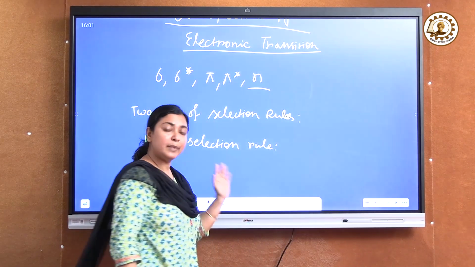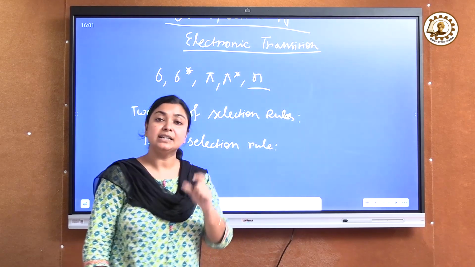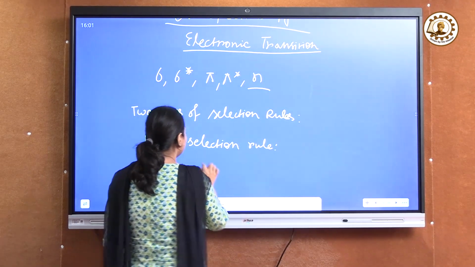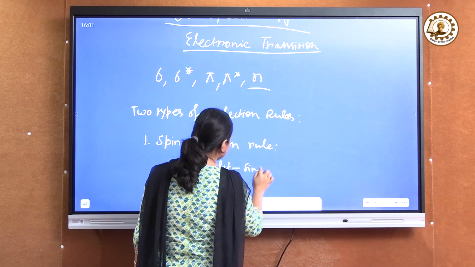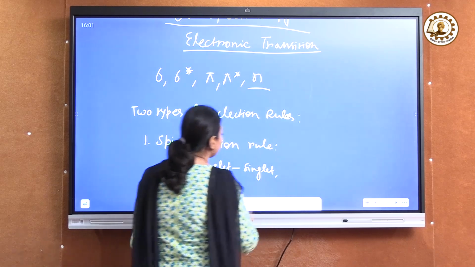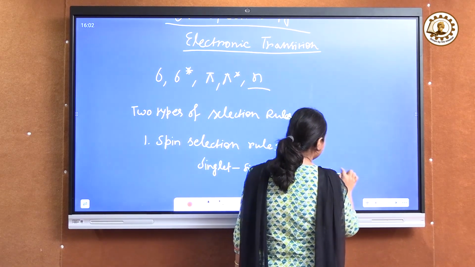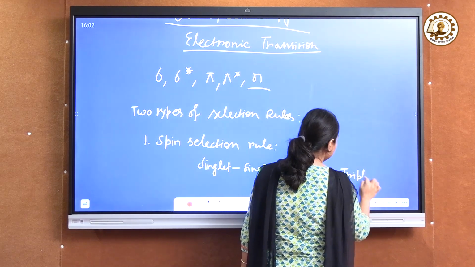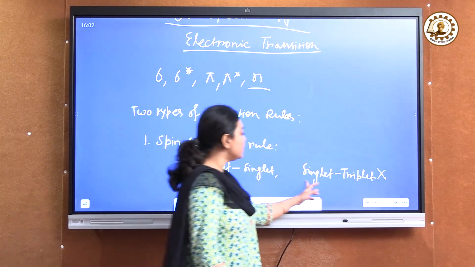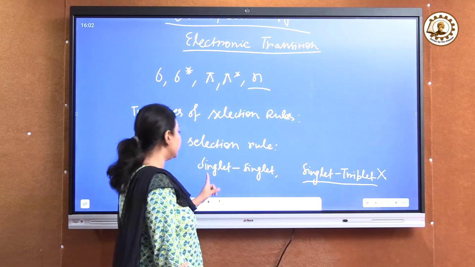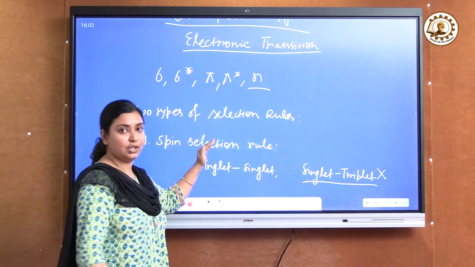According to the spin selection rule, the transition can happen between singlet to singlet. Singlet to triplet transition is a spin forbidden transition. This is not a spin allowed transition. Only singlet to singlet transition is spin allowed according to the spin selection rule.